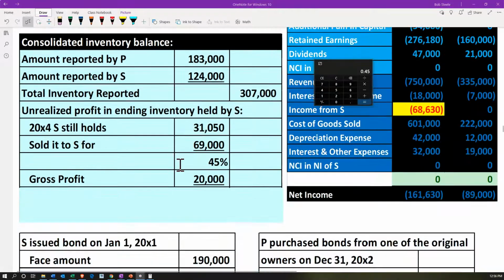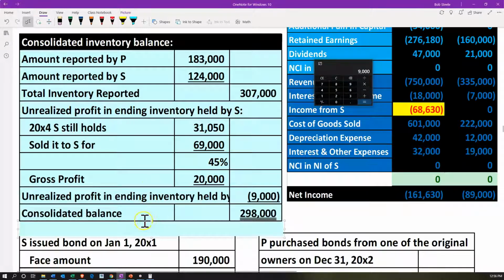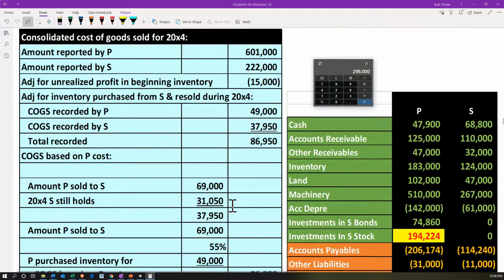So we're going to say, all right, the gross profit, we need to remove 45%. So I'm going to say times the 20,000, and that's going to bring our adjustment for that 9,000. That's going to be the unrealized profit in ending inventory held by S. And then we got the consolidated balance, which of course then will be this outer column of the total inventory that we had, 307,000 minus the 9,000. That's going to be the 298,000. So that 298,000 then is what we would expect to see and will see once we complete the consolidation and elimination entries for inventory. It's going to be the ending result here.